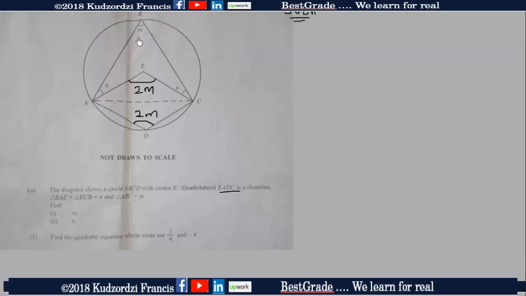Now we have to use the cyclic quadrilateral. This is a cyclic quadrilateral. We use that property. Therefore the opposite angles of a cyclic quadrilateral must add up to 180. So this angle plus this angle must give us 180 degrees. So this means that 3m is equal to 180. Now we divide through by 3 to get m is equal to 60 degrees. So right away we found the value of m.